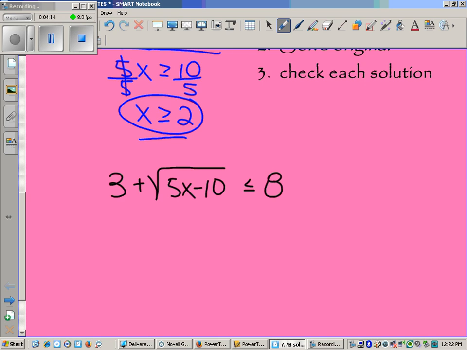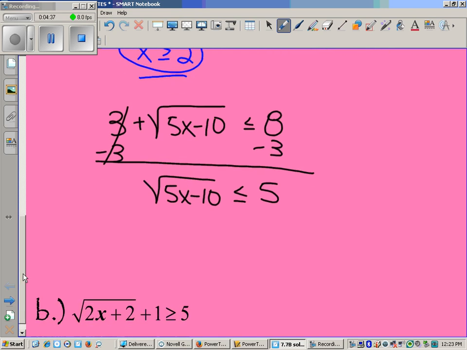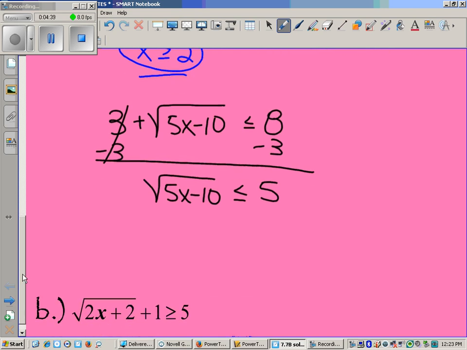If we're stranger danger and we want to get x by itself, who do we get rid of first? Which is farthest away from that x? Isn't it this 3 that's way out here? So how would I take this 3 and move it over to the other side? Can I subtract? So what's left on this left side is the square root of 5x minus 10 is less than or equal to 5, right? Okay, I still got to keep going.